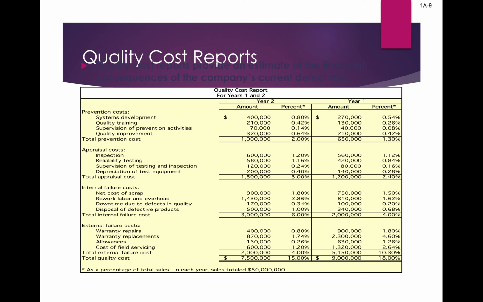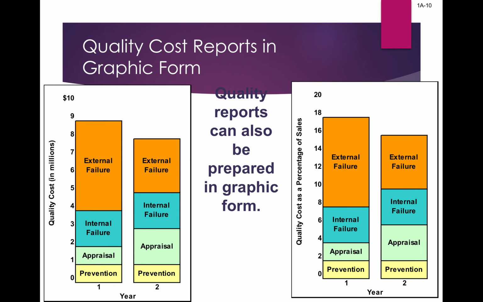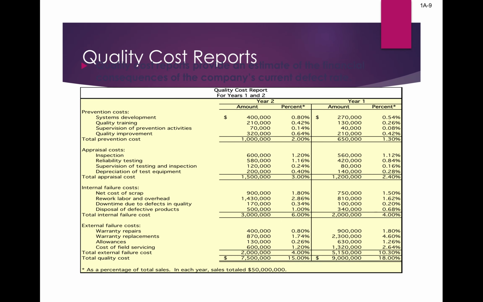So we decide in year 2 to spend more on prevention, spend more on appraisal, and look what happens. Our internal failure went up. What that means is that some of the external errors have now turned into internal errors. We're catching the errors before they leave the plant. And external failure decreased from 10.3% to 4%. So total internal and external failure was 14.3% in year 1, and it went down to 10%, 6 plus 4.